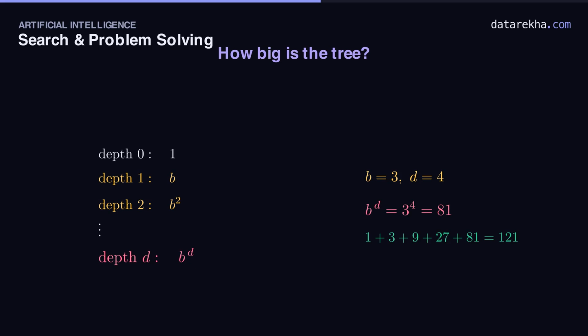Take a modest branching factor of 3. At depth 4, 3 to the 4 is 81 nodes on that level alone. The full tree down to depth 4 is 1 plus 3 plus 9 plus 27 plus 81. 121 nodes. Add one more level and it explodes again.